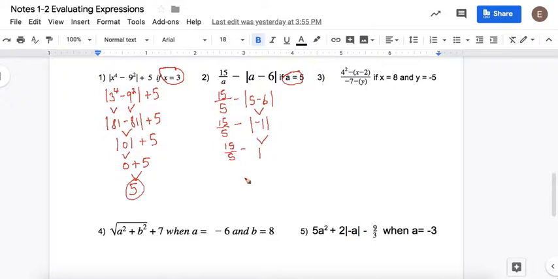Okay, I don't have any exponents. Multiplication or division from left to right, I have division here, so 15 divided by 5 is 3. And 3 minus 1 is 2.